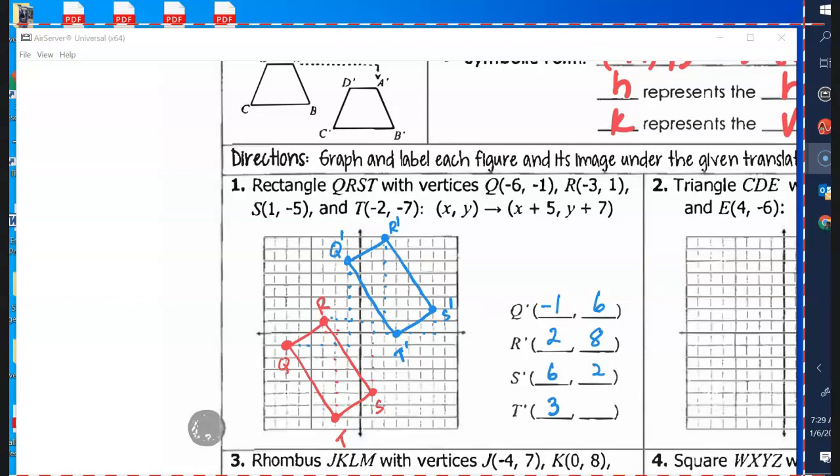The rectangle QRST is your pre-image. So the one in red is the pre-image. And the new rectangle, which is the blue, is your image, or your new image. So your pre-image and then your image, and it was 3, 0.